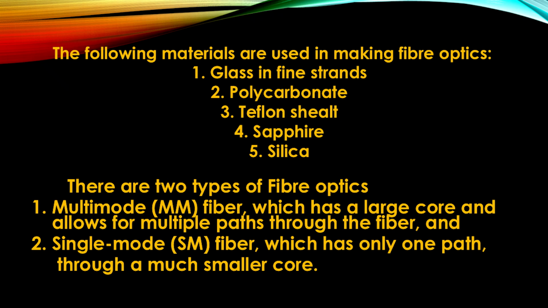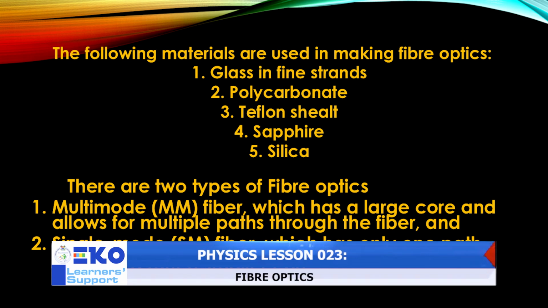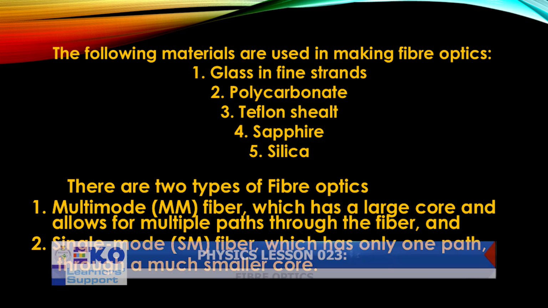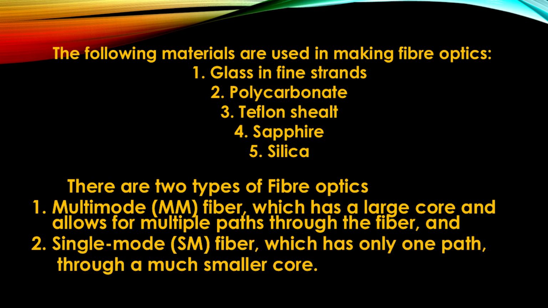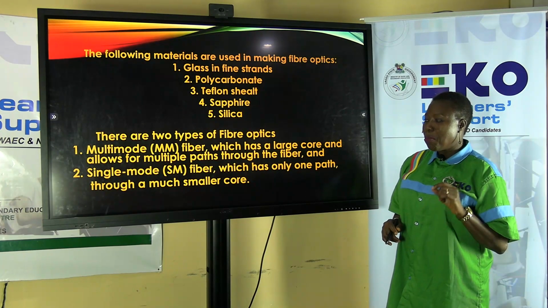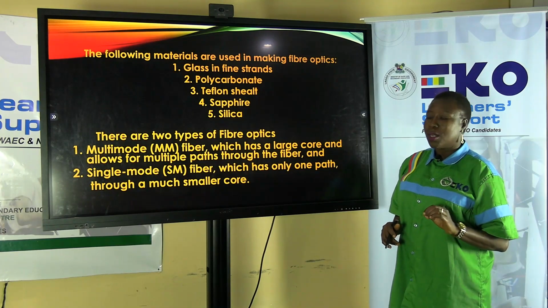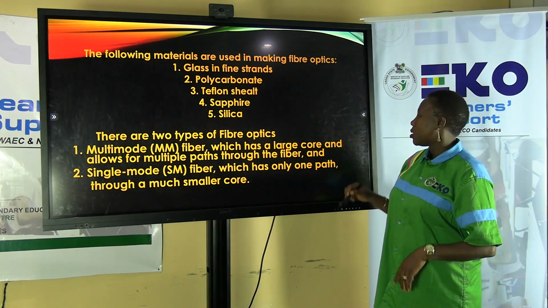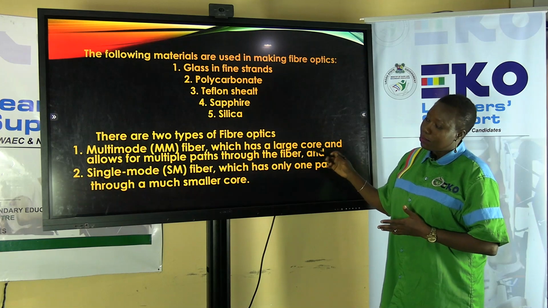There are two types of fiber optics. We have the multi-mode fiber, denoted by MM, which has a large core and allows for multiple paths through the fiber. And we have the single mode, denoted by SM, which has only one path through a much smaller core. Those are the two types of fiber optics, and they have their uses.